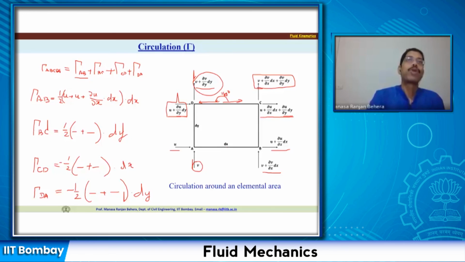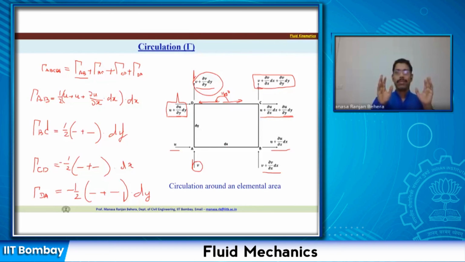Alright, I'm not going to calculate each of these and finally give you the answer. This is something you need to do. I want you to do it yourself, complete this formulation, find out the total circulation and see what you are getting.